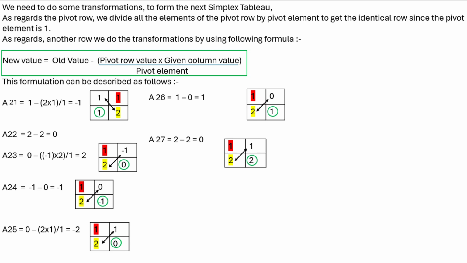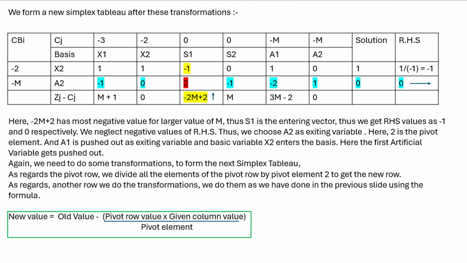So after having synthesized these values, we substitute them to form the next subsequent iteration of the simplex table. And after having done that, we again repeat the same procedure to calculate the Zj minus Cj. We look for the value of Zj minus Cj which is the most negative. The variable which is entitled to it, that is S1 here, is now the entering variable. We calculate the values of RHS as we have done in the previous table. We get two values, minus 1, 0.